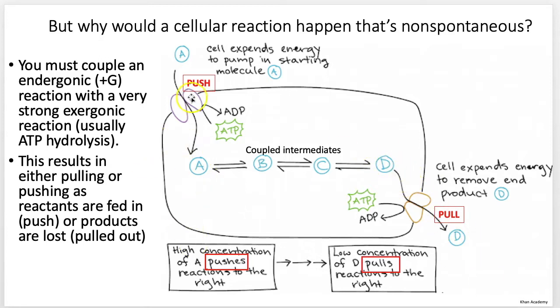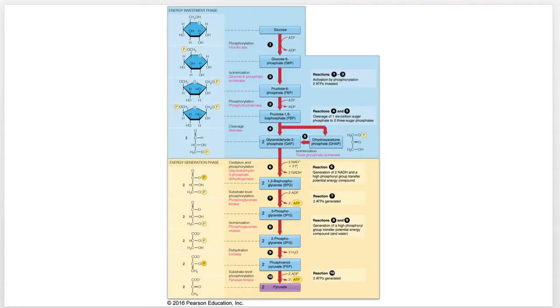So for instance, if I have a ton of substrate A, this gets bigger and bigger and bigger, and that pushes us into B. And so if the generation of B is a non-spontaneous process, we can overcome that using concentration gradients, okay? And we're going to do that all the time, and that's how we're going to see this process of glycolysis, which we're about to spend a while talking about.